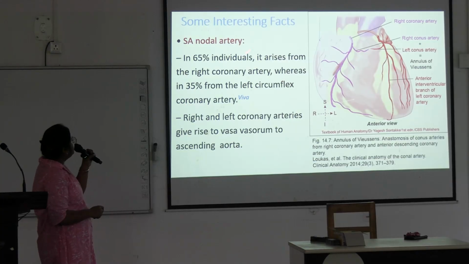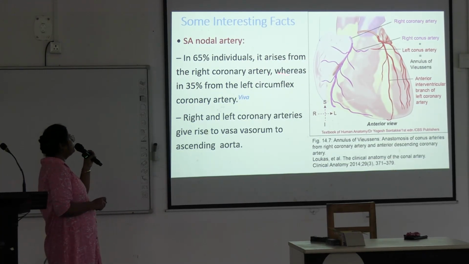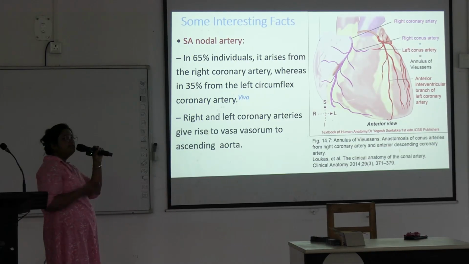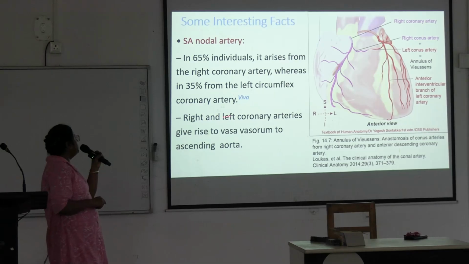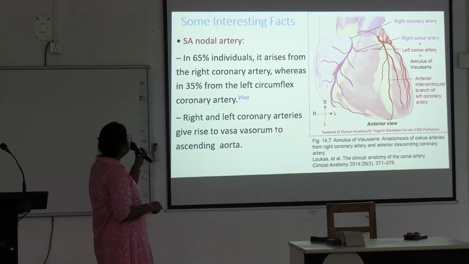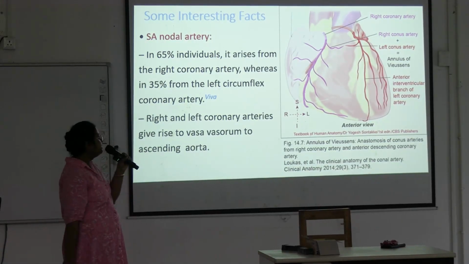Next is the SA nodal artery. In 65% of individuals it arises from the right coronary, and in 35% from the circumflex branch of the left coronary. And the right and left coronary arteries give rise to vasa vasorum to the ascending aorta. Okay. Next.